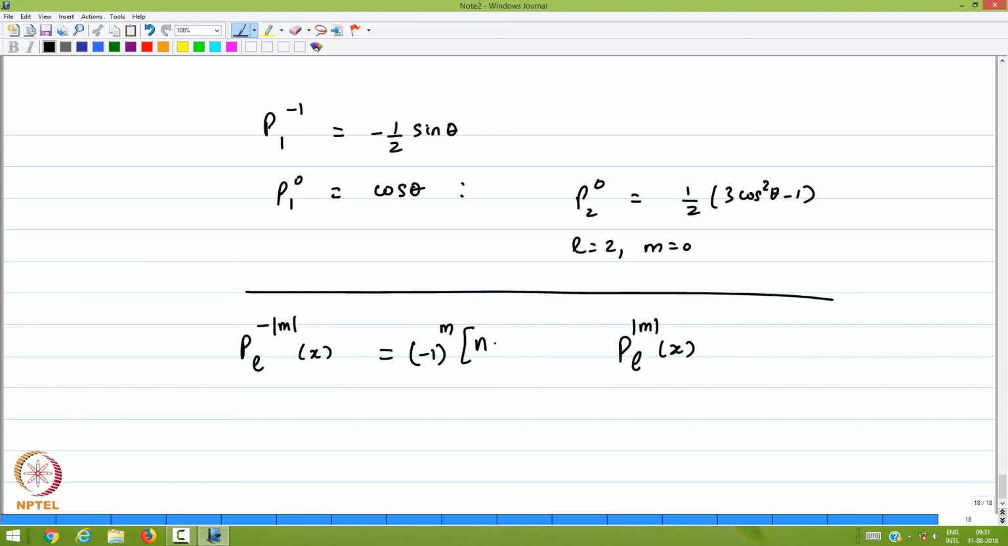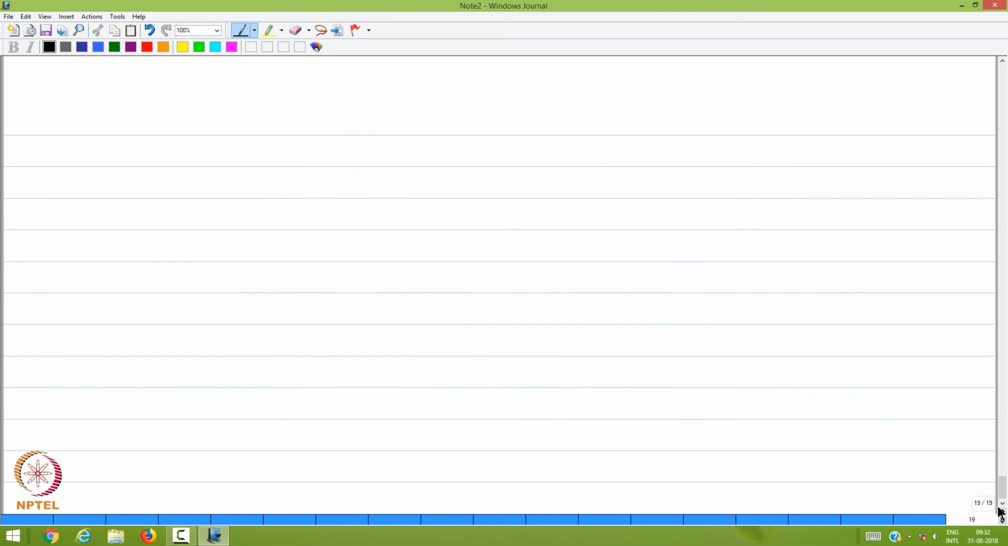Then you have (n minus the absolute value of m) factorial divided by (n plus the absolute value of m) factorial, times. So, this is a general relation that is established between these after going through some of the mathematics in detail, and you have already seen these expressions. So, let me come to the last part of this, namely a couple of minutes.